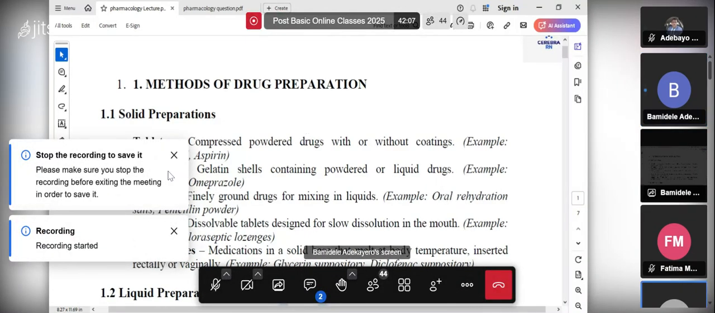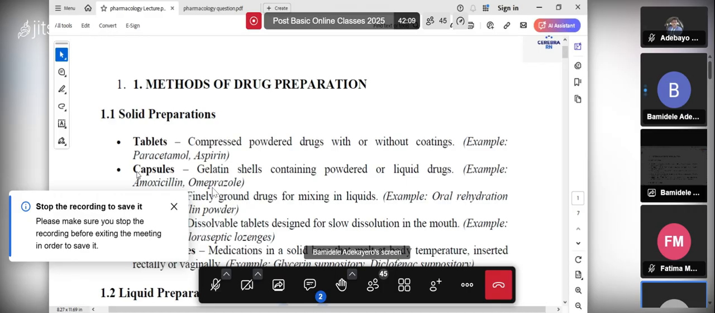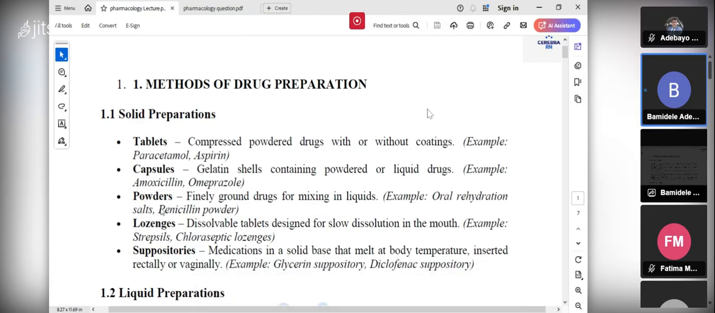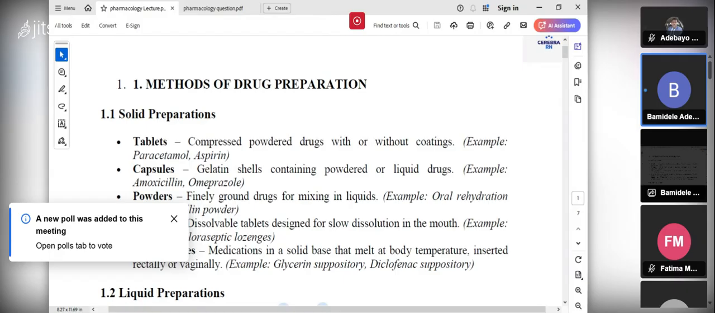So medication can also be, I can say medication sometimes and I can say drugs. So we're looking at now the method of preparation of medications or drugs. I'm gonna send a poll now, just like a kind of question for us. If you see it, just answer, just reply, so I can see your response.